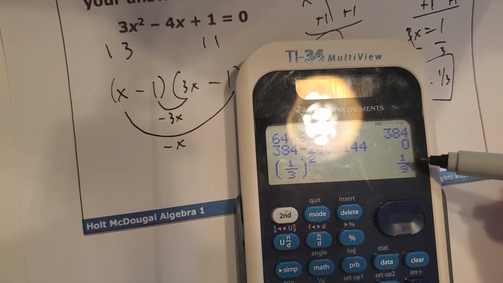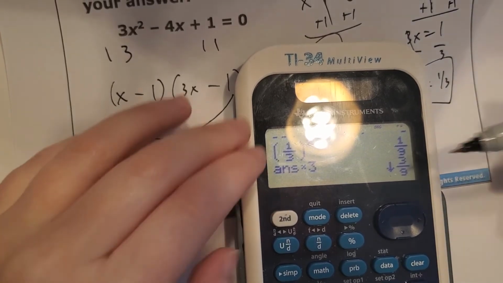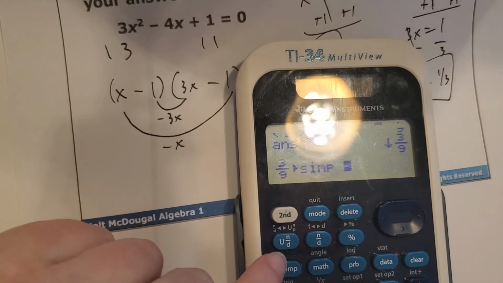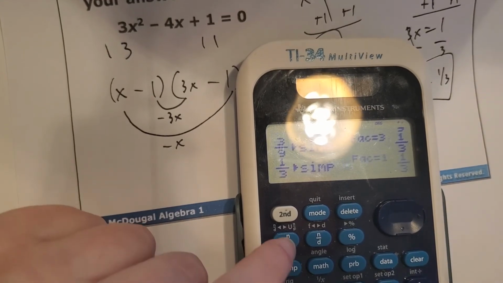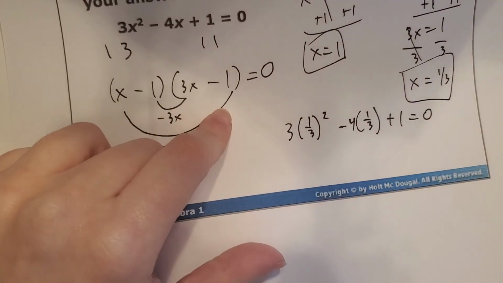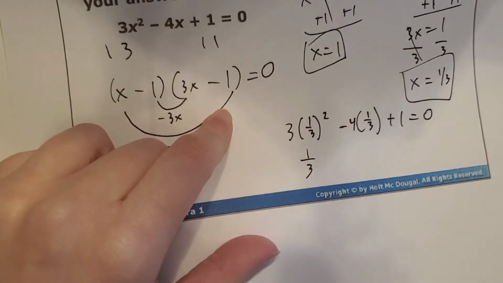That's what 1/3 squared is, times 3 is 3 over 9. And this arrow means that you can simplify it. So if you hit the simplify button over and over until the arrow is gone, this is what you're left with. All right, so this whole first term simplified is 1/3.